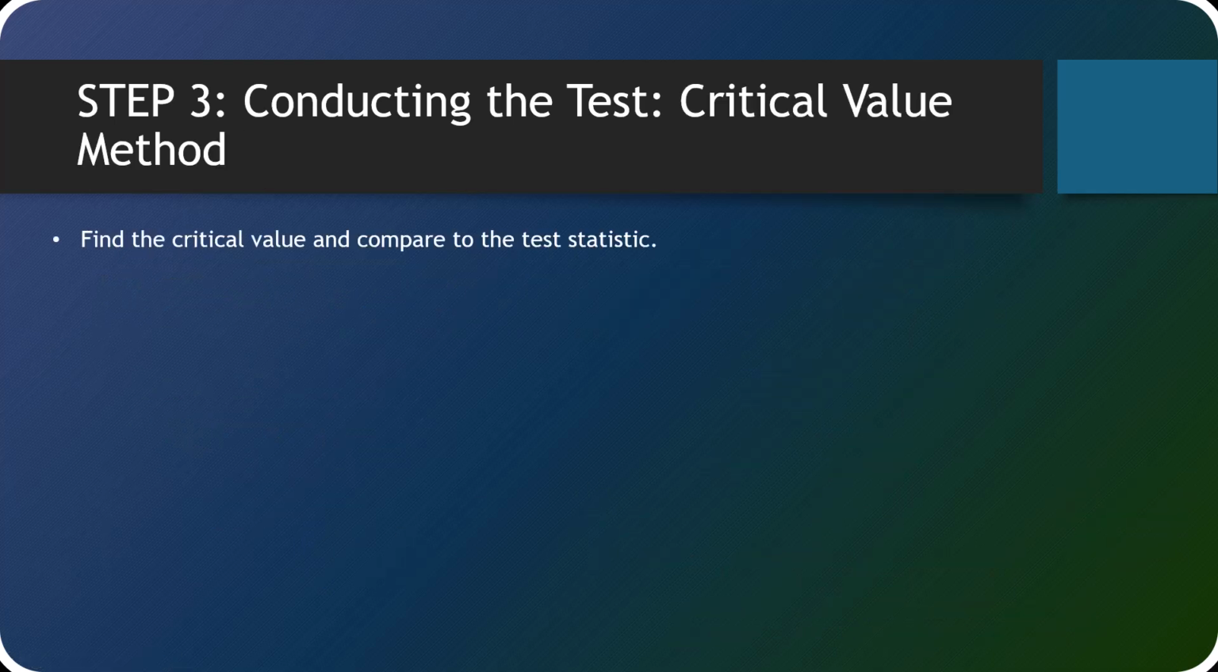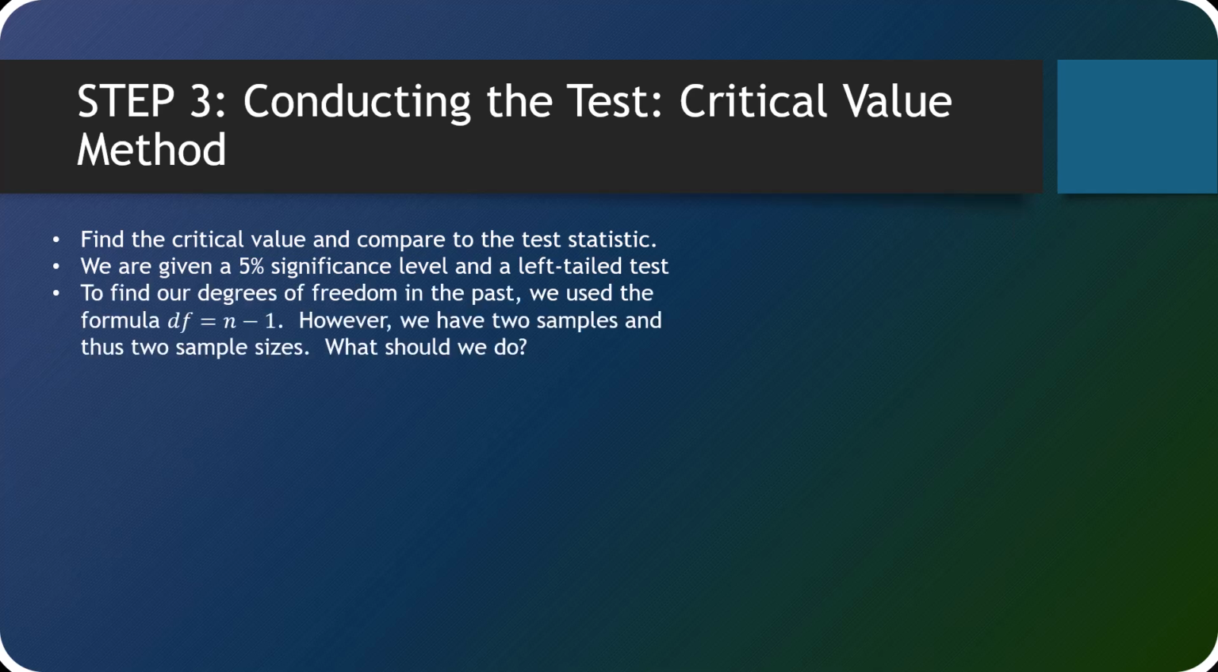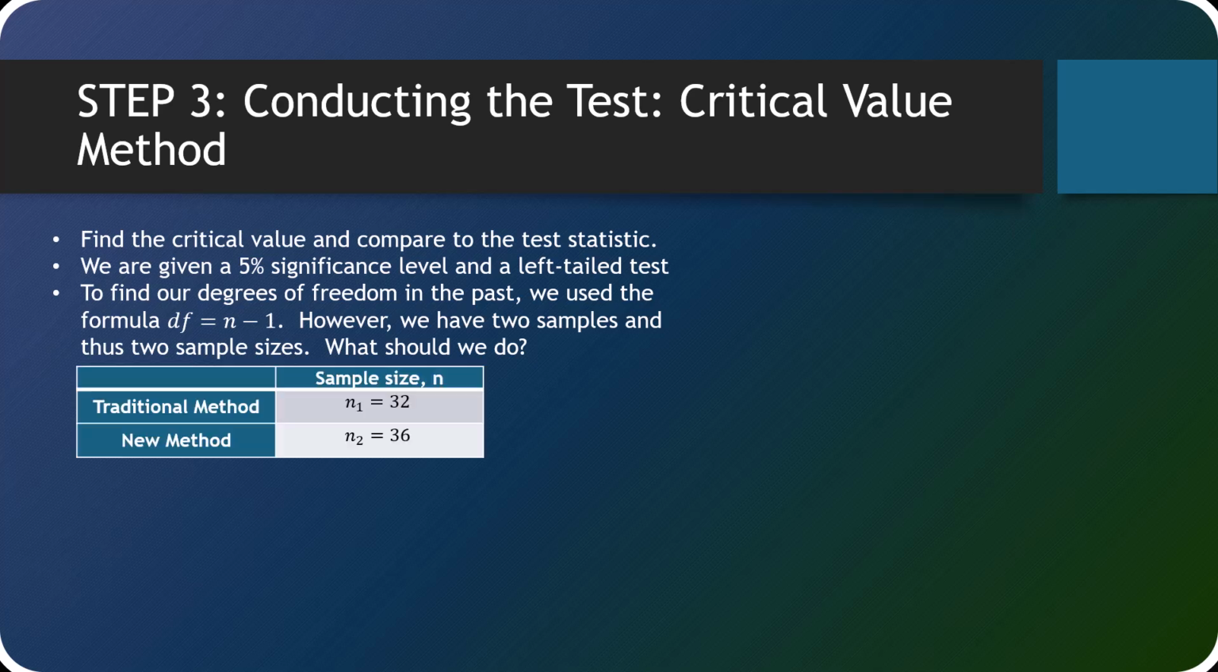So let's say that we are using the critical value method. Okay, so we are given, first of all, a 5% significance level and a left-tailed test. So remember, since we're using a t-test and not a z-test, finding the critical value is going to be a little bit more complicated. You might recall when we did a one sample mean hypothesis test, we had to find this thing called degrees of freedom, which is the sample size minus 1. But this time, we have two different samples and we have two different sample sizes. So now what are we going to do?